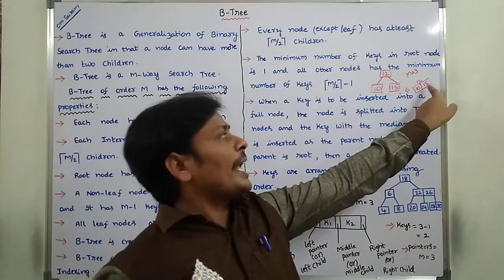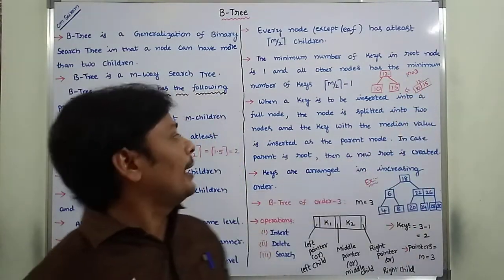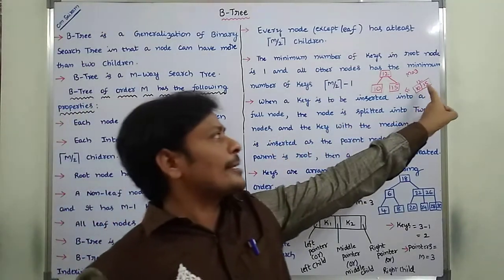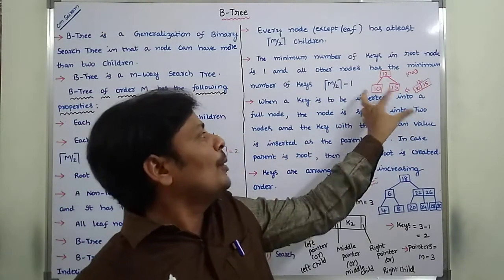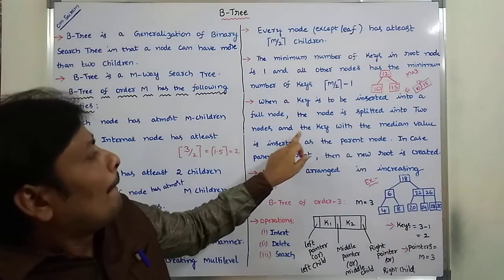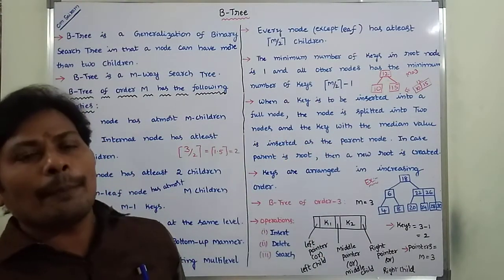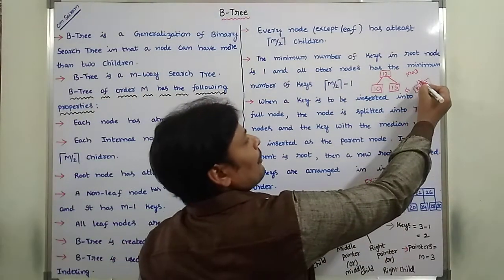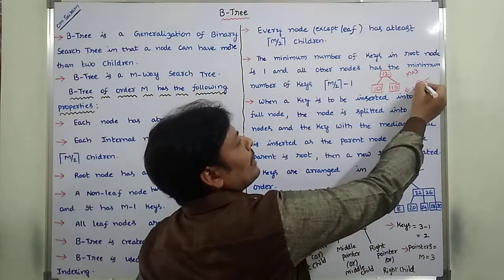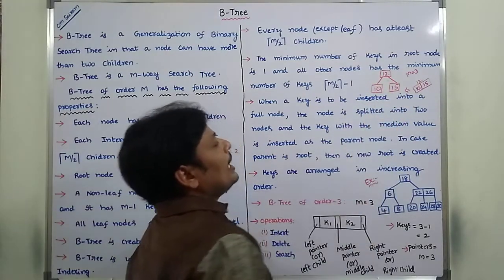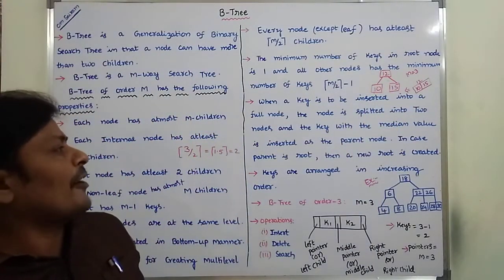So already 2 key elements are there. It is a full node. The node is split into 2 nodes, and the key with the median value is inserted as the parent node. So here 12 is the middle value. It can be taken as parent, and 12's left child is 10 and 12's right child is 15.